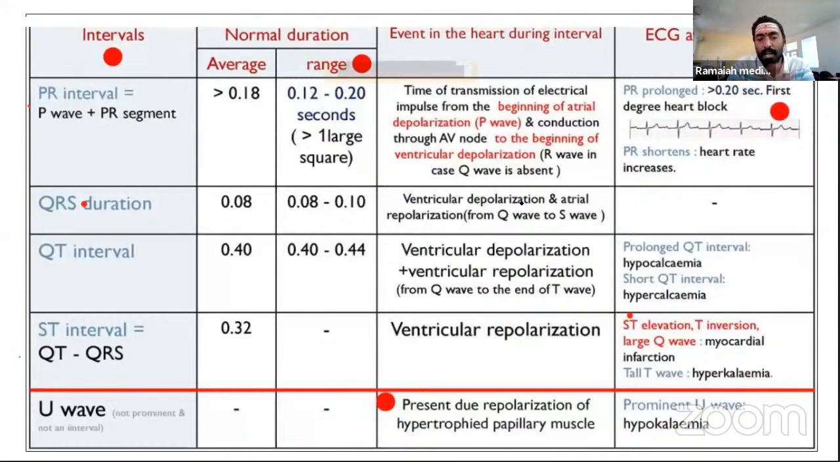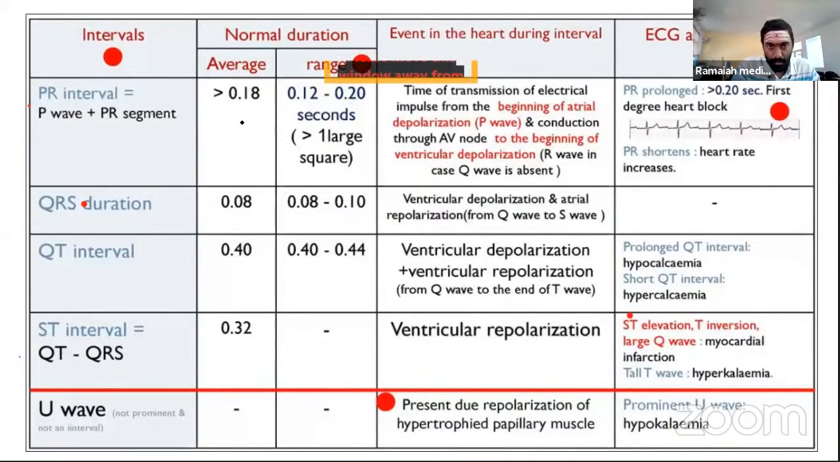So this is a summary of the entire activations, the waves and the intervals. The PR interval is 3 to 5 small squares. You remember it as 3 to 5. So 3 is 0.12 and 5 is 0.20. This is the maximum. If it is more than that, there is a prolongation of the PR interval, suggestive of an AV block. We'll discuss all of these AV blocks in the subsequent sessions.